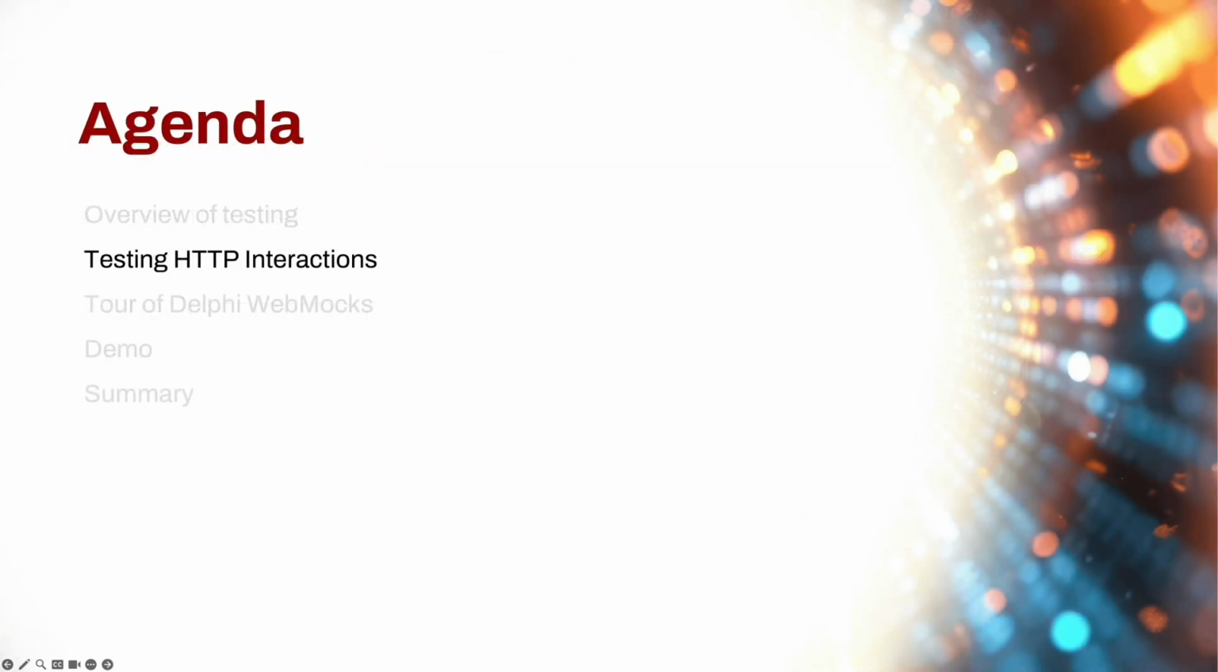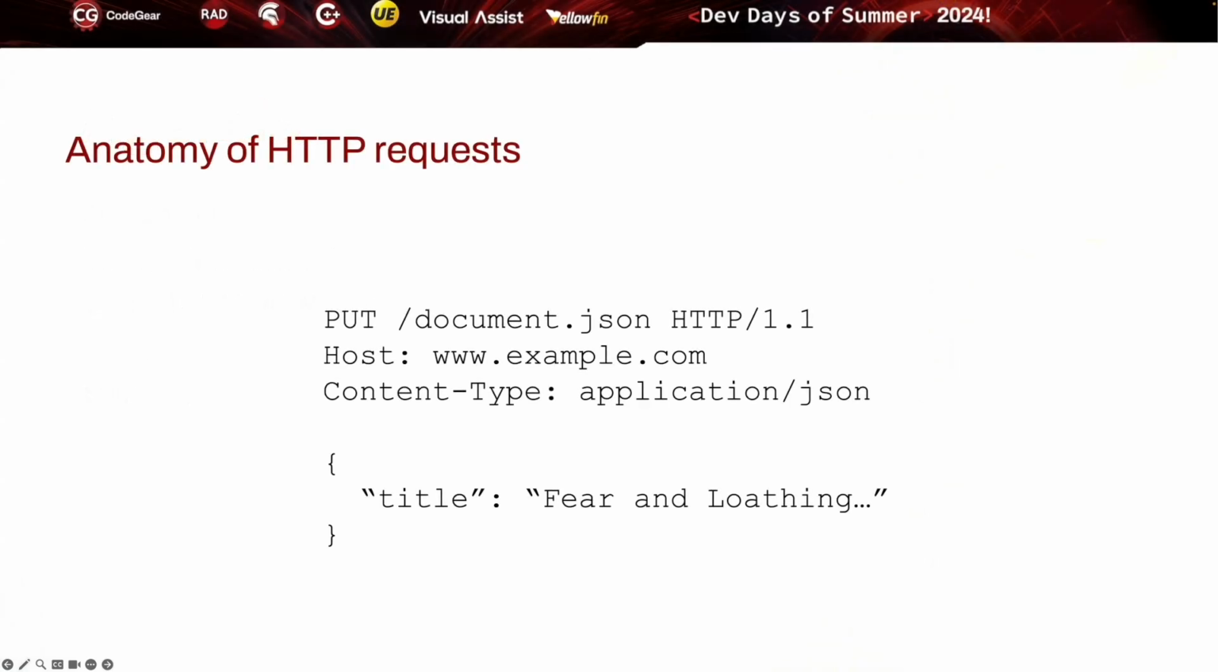And then we're going to talk about HTTP interactions, because there's more to testing than that, but with HTTP interactions, we are talking about integration testing. So let's have a look at what HTTP requests and responses look like. So this is a HTTP message here. It's a request, and we'll break down this.